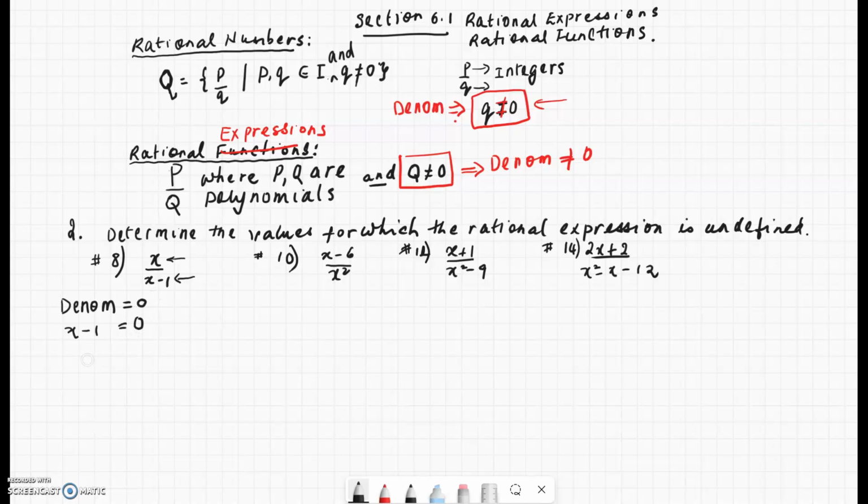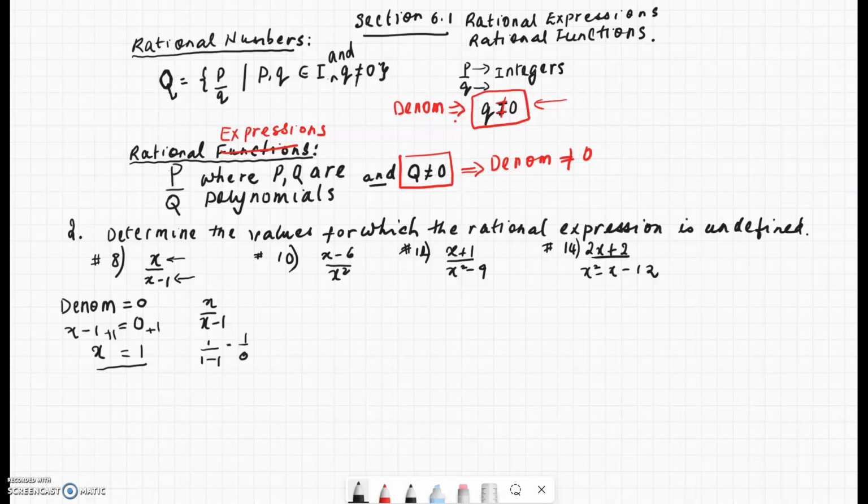So the denominator is x minus 1. Let's set it equal to 0. We're just trying to see which number would give you an undefined value of the expression. So we solve for x. Add 1 on both sides and you get x equals 1. If you want to double check, you can plug in x equals 1. So x over x minus 1 becomes 1 over 1 minus 1. So it's 1 over 0.